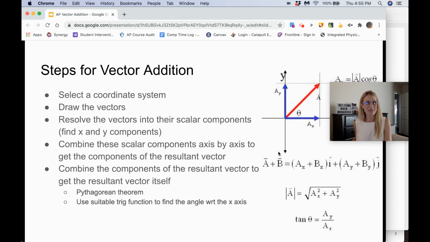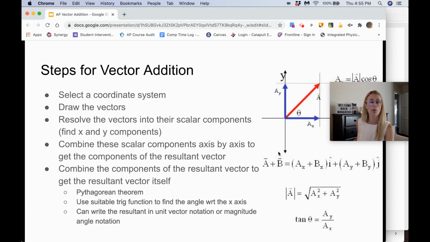And then you're going to use a suitable trig function to find the angle with respect to the x-axis. Most of the time, they will ask you for the angle with respect to the x-axis. Sometimes they might not, but most of the time we're looking for the angle with respect to the x-axis. And then you can write that resultant vector in either unit vector notation or magnitude angle notation. If they don't specify, then either way works, okay? Sometimes in the book they will say in unit vector notation, but if they don't specify, either way works.